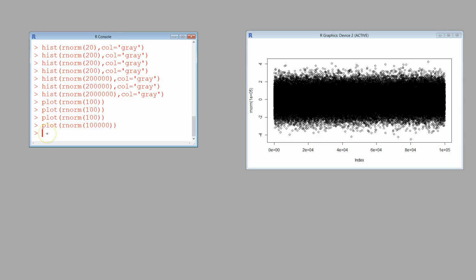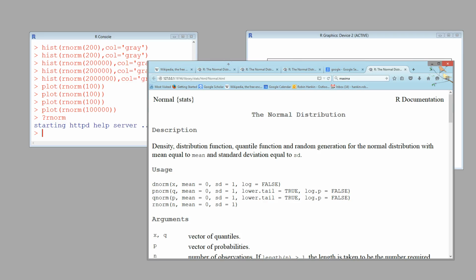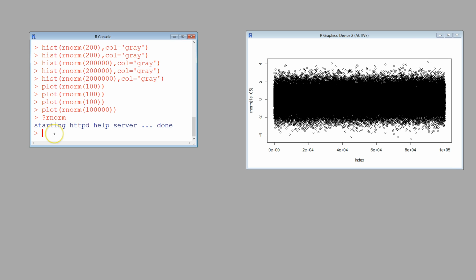If I want help on these systems in the R world, I can go ?rnorm, and that'll fire up a help page here. And there's other functions documented here, but I'm just talking about this one right now. And we can see here that we can change the mean and the standard deviation at will. It's picking up 0 for the mean and 1 for the standard deviation by default. I'm not telling it anything else, but I can change those.